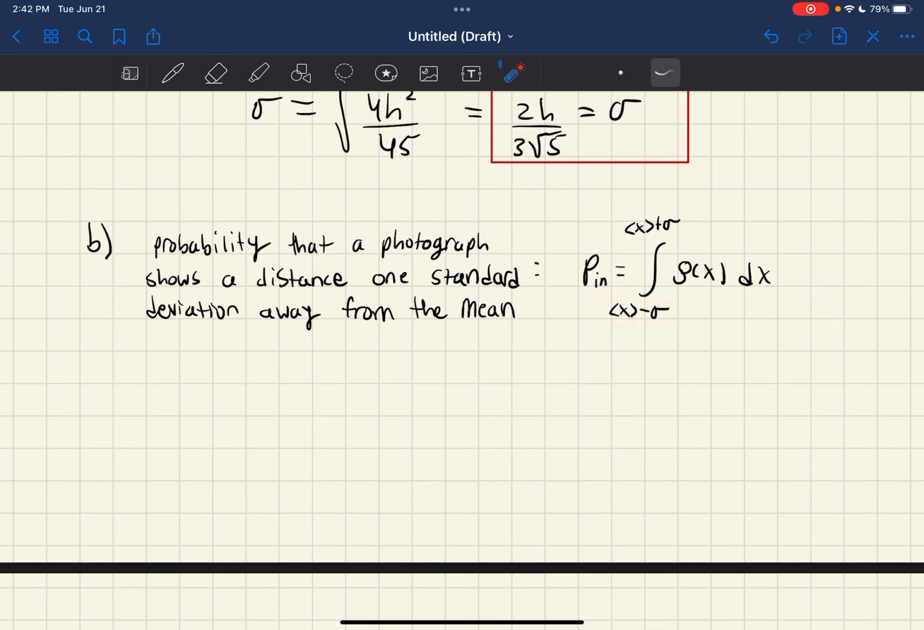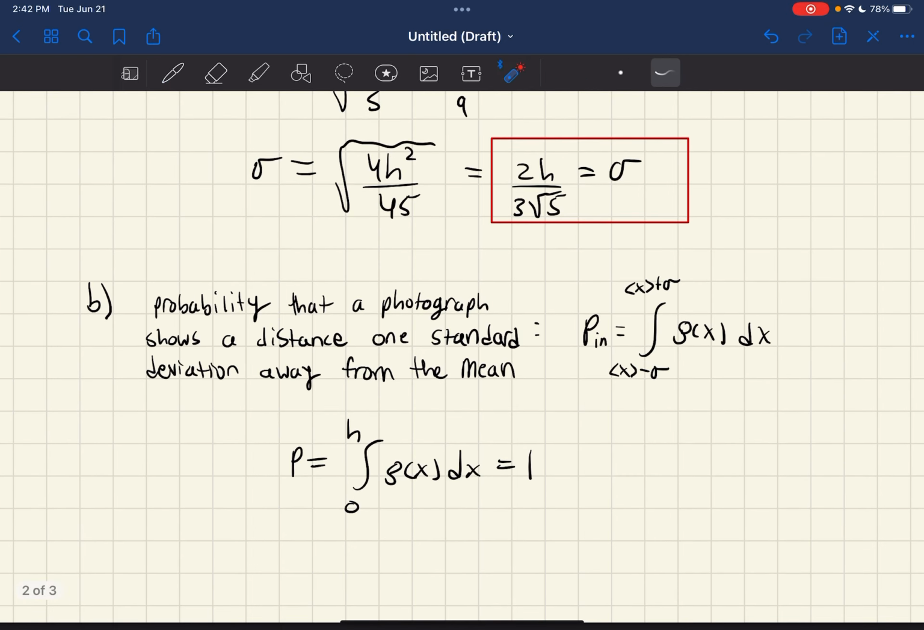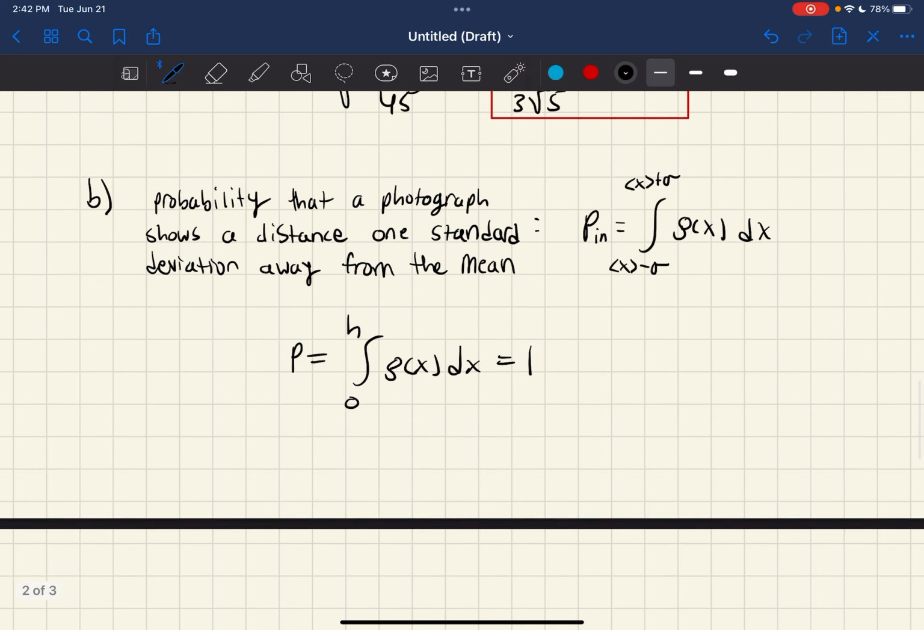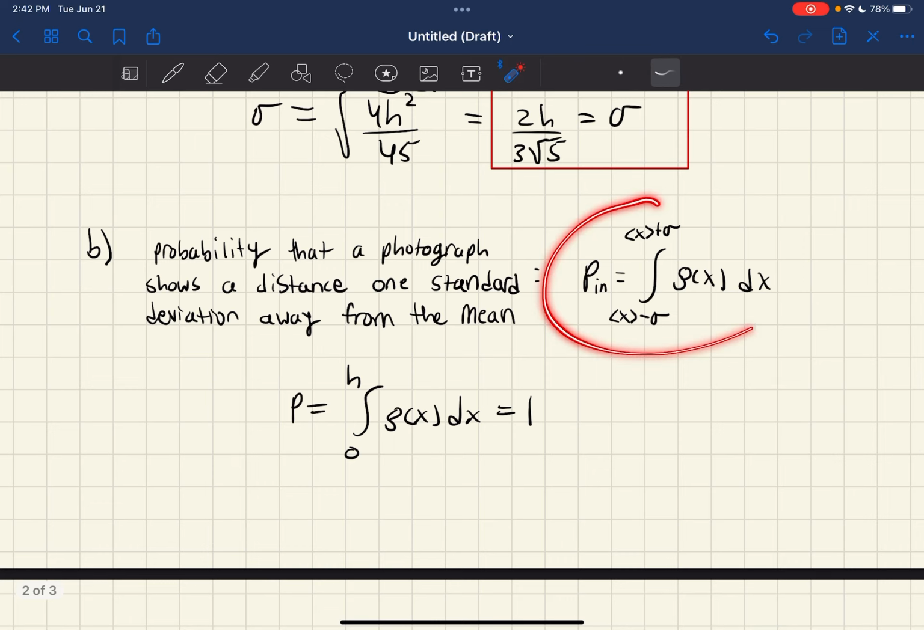So to find the distance x away from this range, all we have to do is use the fact that the probability integrated over all space essentially of rho of x dx is equal to 1. So to find the probability outside of this range, we just have to subtract this from 1, and that will give us the probability outside this range. So first we need to find the probability inside the range, so we need to calculate this integral.